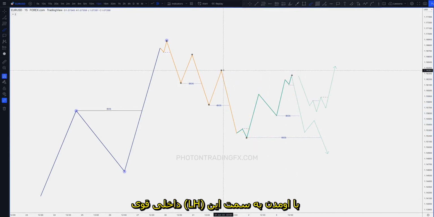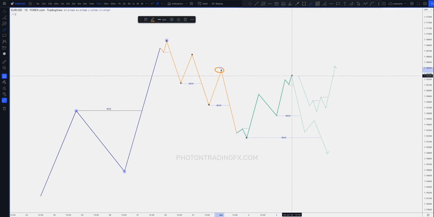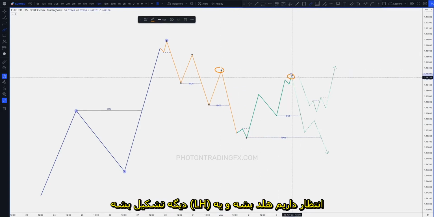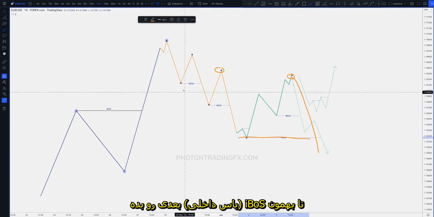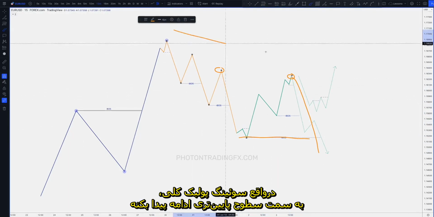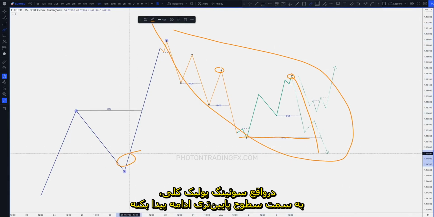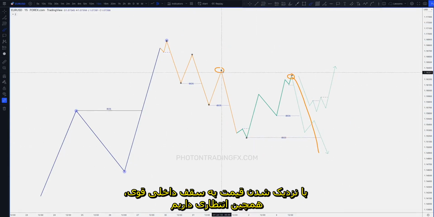Cool. So as we come up towards this, let's call it a strong internal lower high, we expect that to hold and we expect another lower high to form to potentially get another orange internal leg to the downside, to give us that next internal break of structure. Basically just continuing on the overall swing pullback into a deeper level down here. That's what we expect as it comes up into that strong internal high.